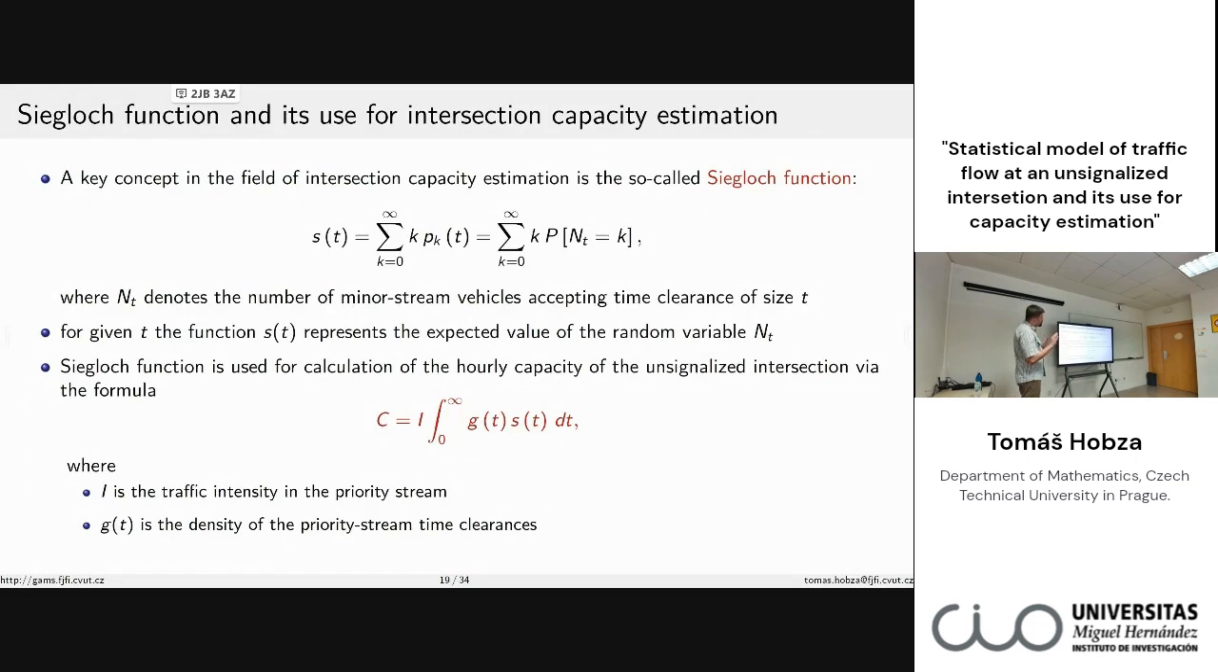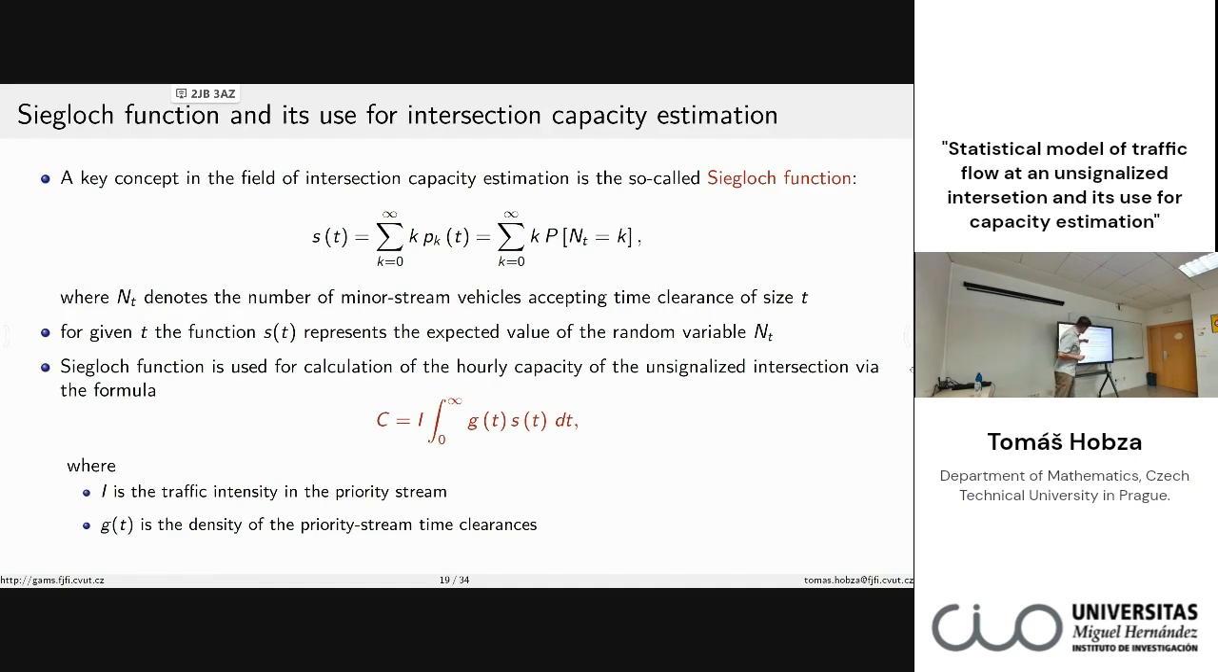We are able to estimate these parameters, and we are able to generate artificial data which mimic the real situation very well. And now, how to estimate the capacity of an intersection of this type? A key concept is the so-called Siegrove function.